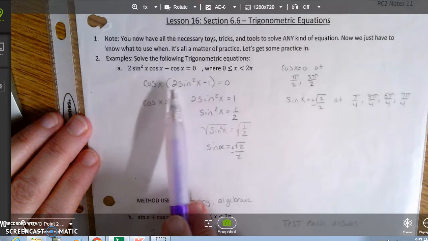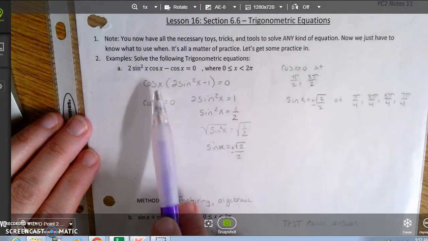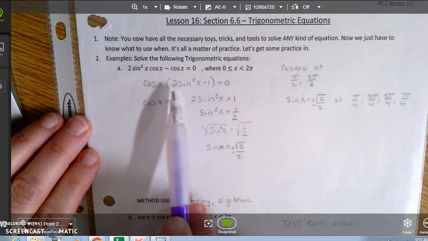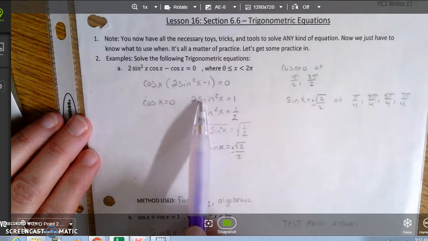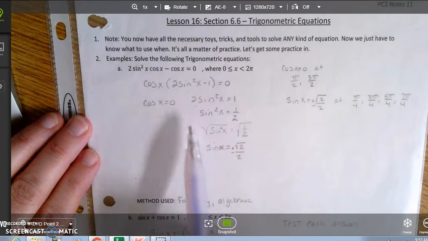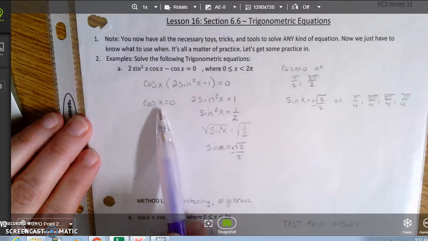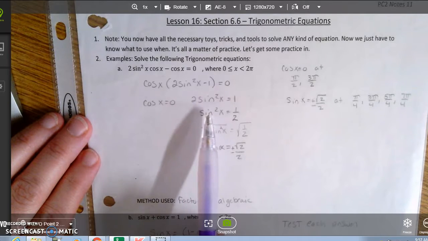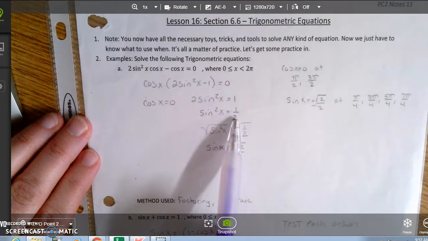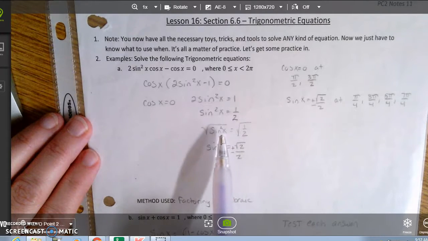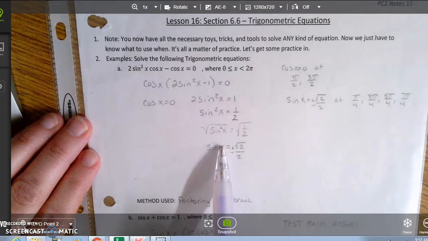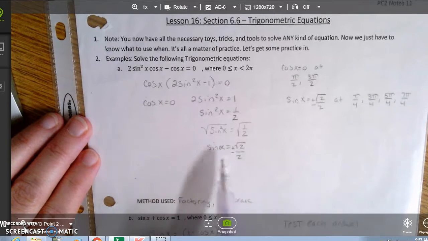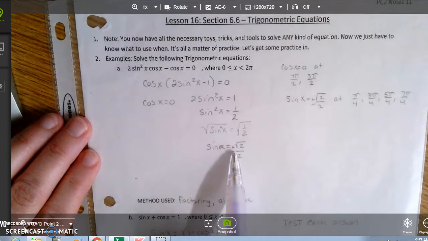So if you remember back to solving equations, once I have a product of something set equal to 0, I can set each of the pieces equal to 0. So then I know that cosine x is 0. I know that sine squared x is 1/2. And then if I square root both sides and then rationalize, I know that sine of x is the positive and negative square root of 2 over 2.